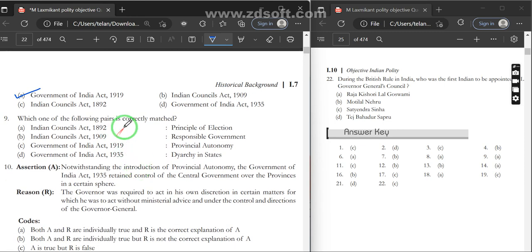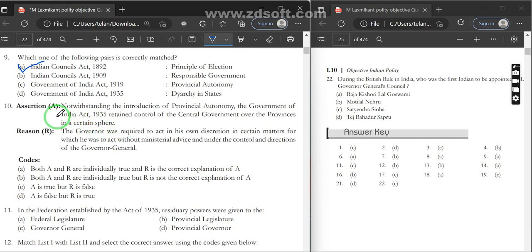And which one of the following cases is correctly matched? Ninth question. Option is A. This is the only one that is correctly matched. Indian Councils Act 1892. Principle of election. The first concept of election came in 1892. Even if the word may not be mentioned, some sort of setup came in 1892.